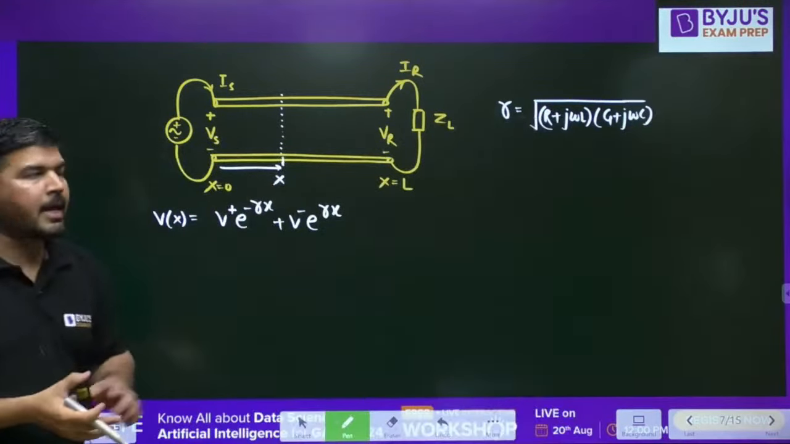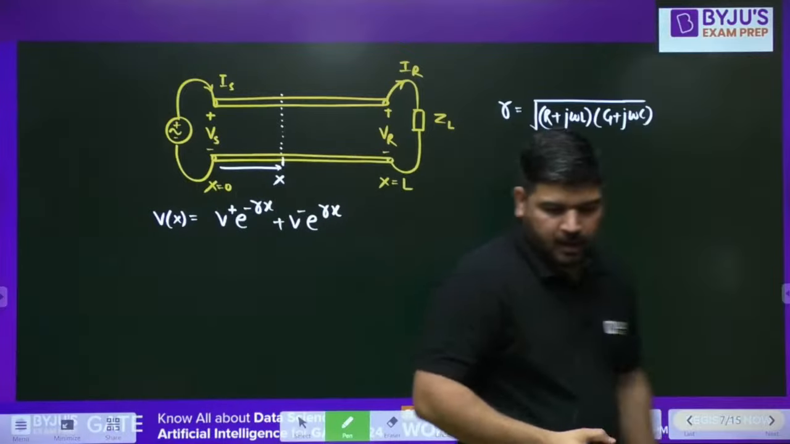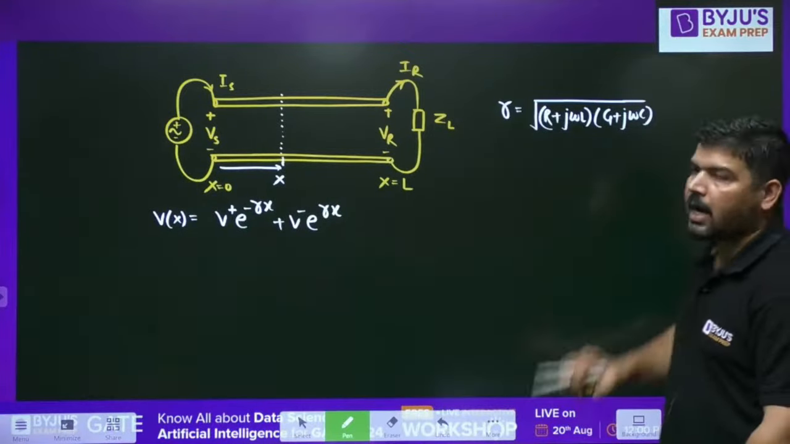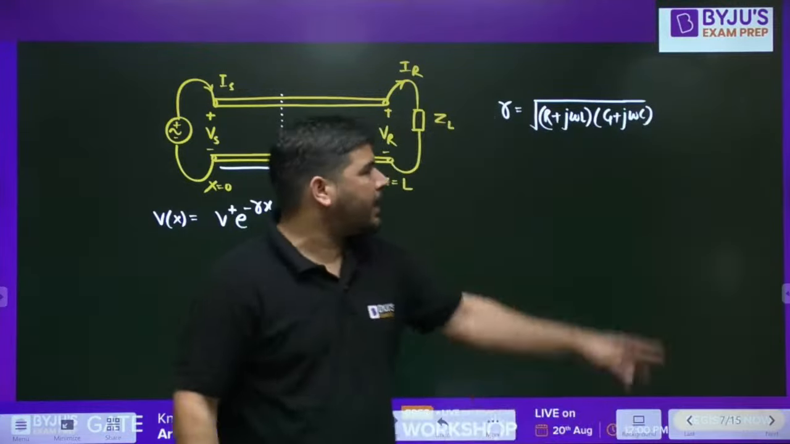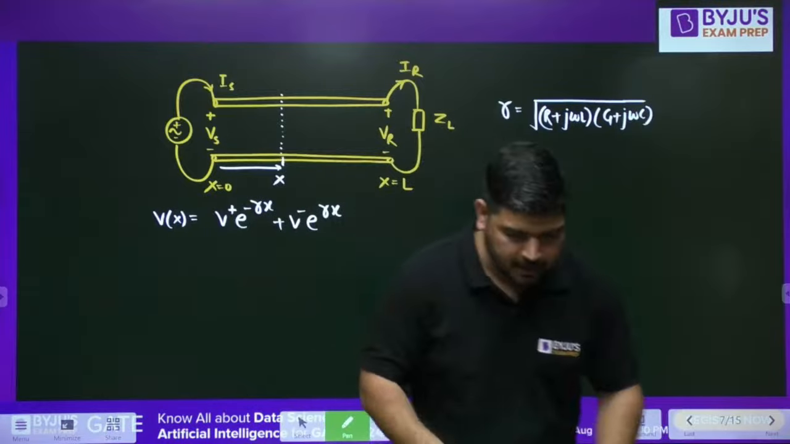Now these R, L, G, C are the line parameters. You know that. Line resistance per unit length is R. Line inductance per unit length is L. Line conductance per unit length is G, and line capacitance per unit length is C.